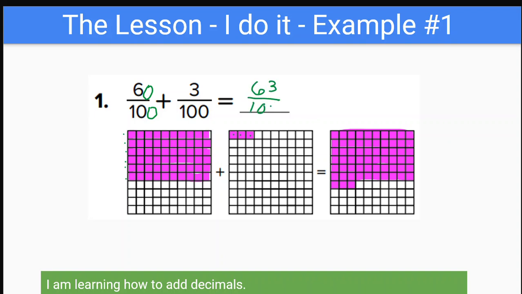And just for the fun of it, it doesn't ask us to do it, but we could write it as a decimal. That's 0 wholes and 63/100, right? Kids, we're finding the sum of fractions, and we're going to write them as decimals, okay? And there's our equal sign. Kids, you're learning how to add decimals. Here's the next one right here.